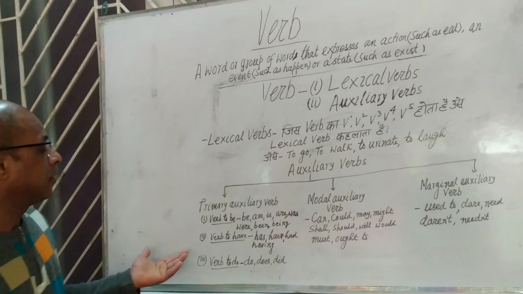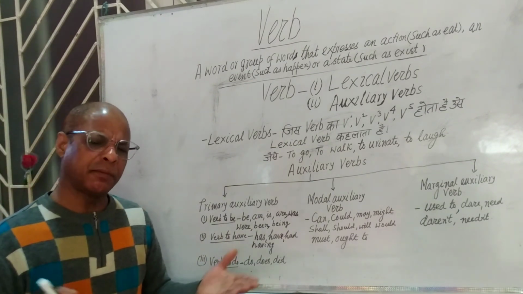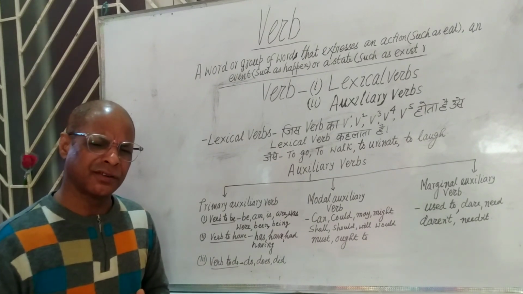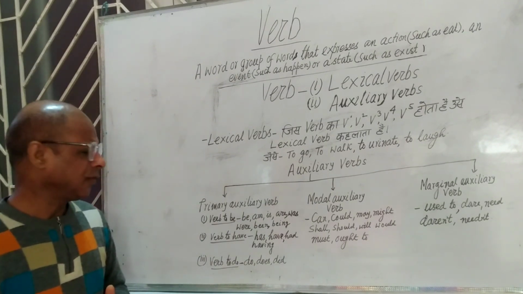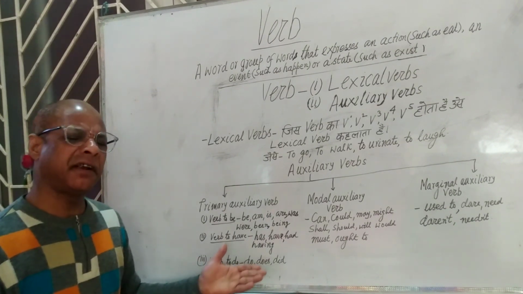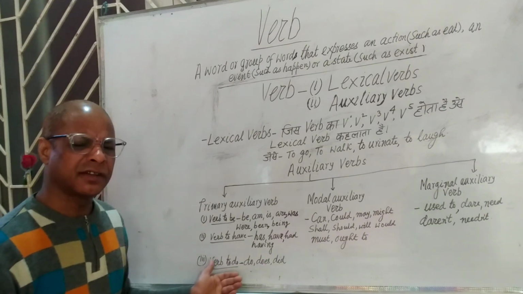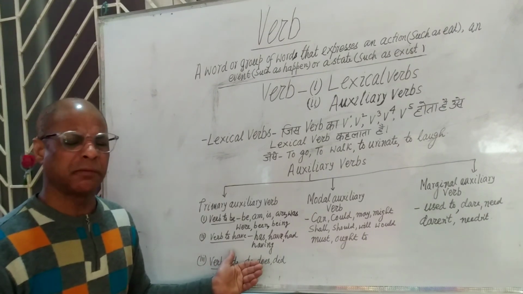And the third part of the primary auxiliary is verb to do: do, does, did. Everybody knows. Do you know English? Does: your father doesn't do anything. Did: Ram did go to the temple. In different kinds of sentences, these words can be fitted.